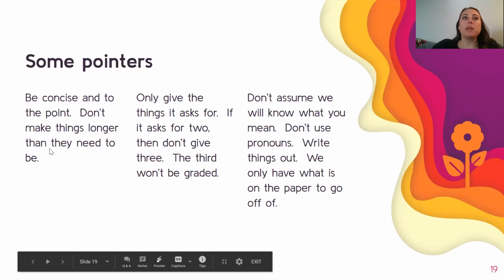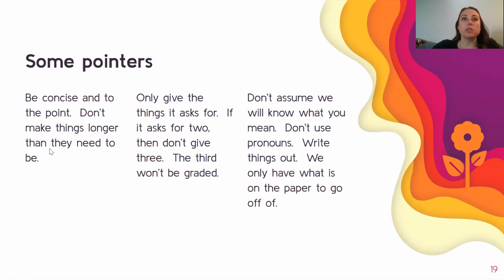Okay, so remember to be concise and to the point on your FRQs. Only give the things it asks for. Ooh, preposition at the end of a sentence. If it asks for two, give two. Do not give three. They will read the third one, but they will not award you any points.